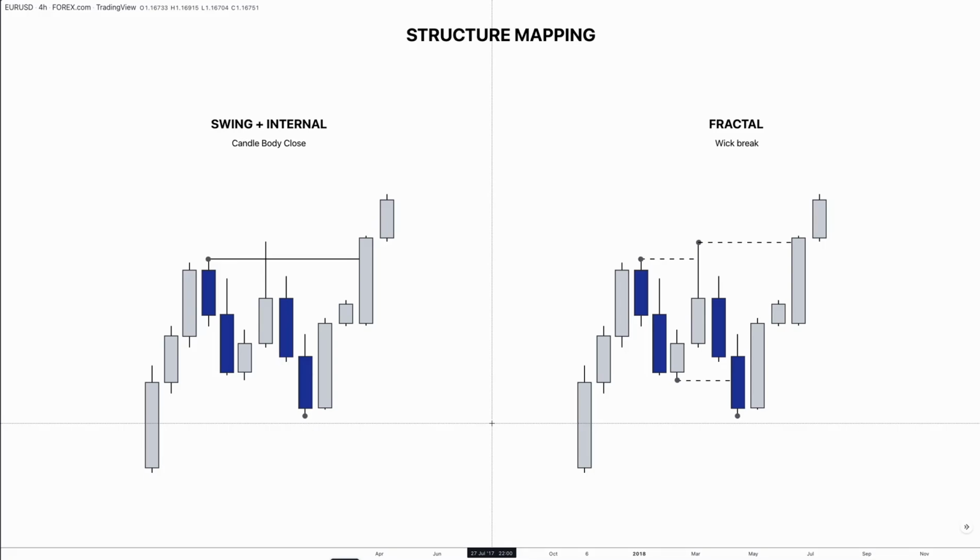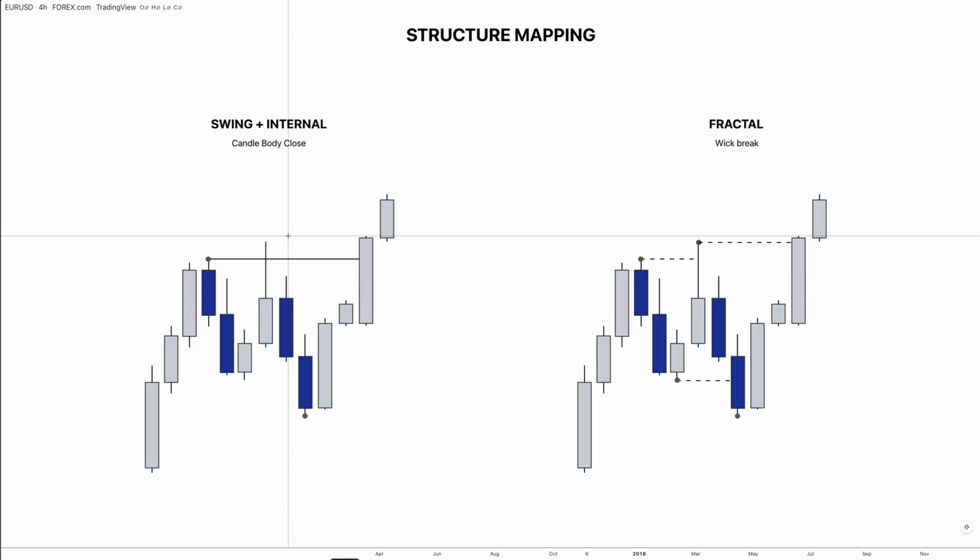So at this point, don't worry if you don't know the exact differences between swing, internal, and fractal and all that fun stuff. We're going to get into it. But essentially, what we need to remember is we always use candle body closure for structure breaks for basically everything. And anytime we use wick breaks is for fractal structure when we're looking at change of character, okay? So this will become very clear in the following lessons, but just thought it'd be good to cover this now.